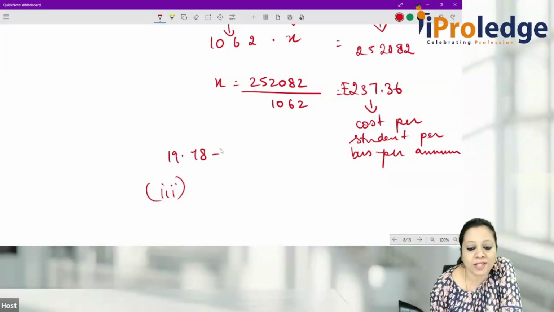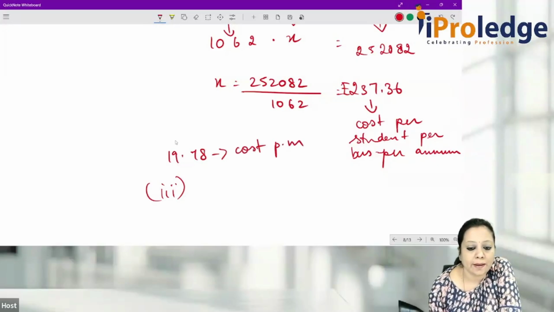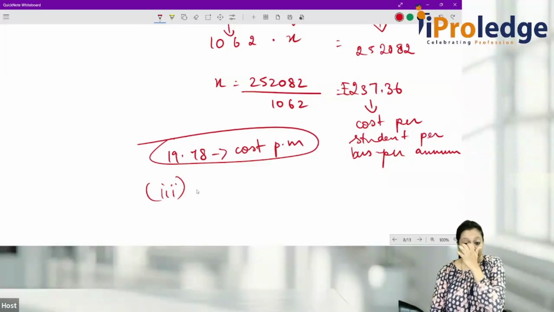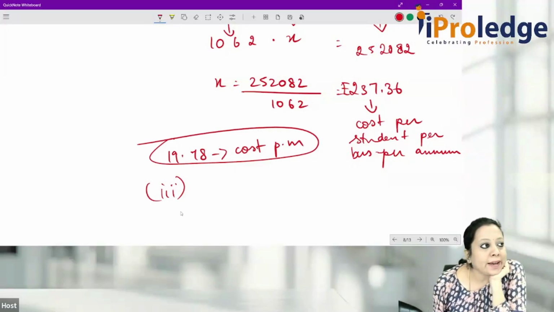19.78. So that is the cost per month per student per bus. Now, what I want to tell here is that, Pranika, X is the monthly charge that I've assumed. You need not divide it by 12. Monthly charge is what X is, I have told you. Isn't it, Dave?